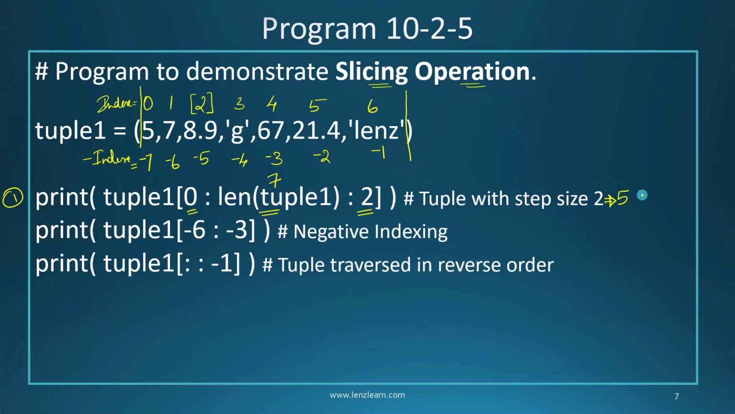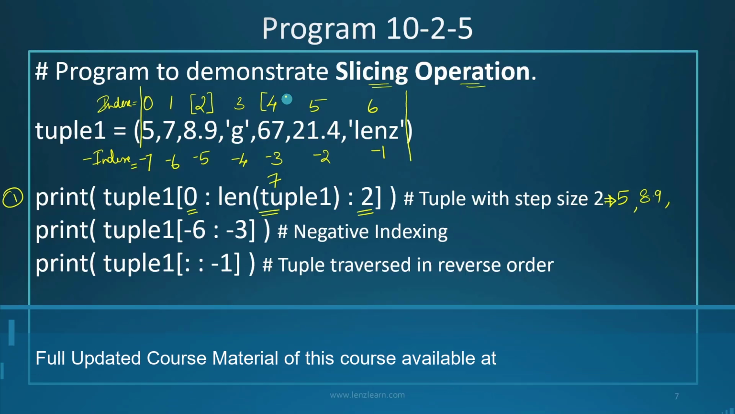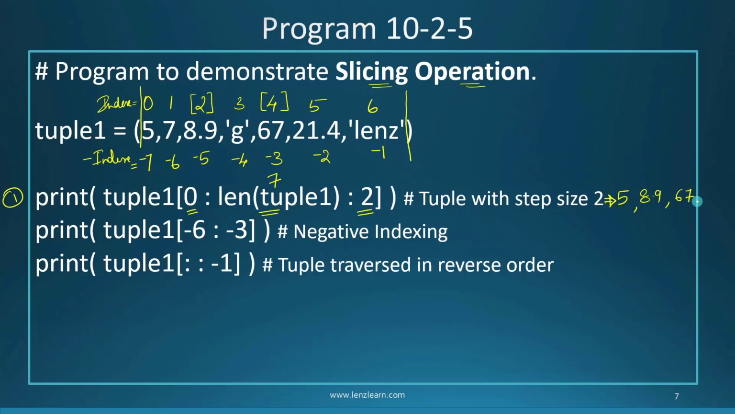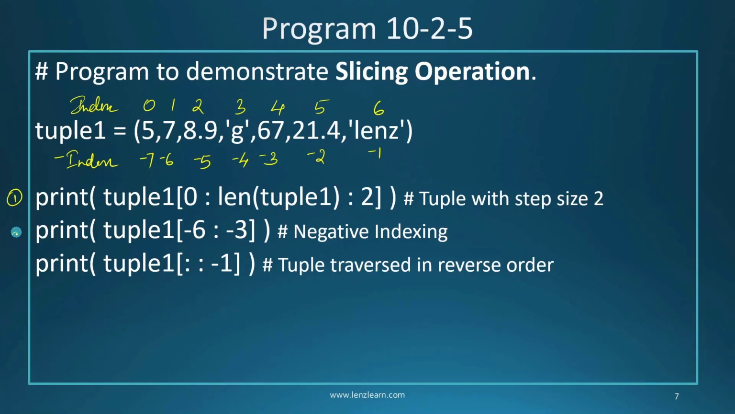Now I will come to the value which is stored at index value 2. So after 5, 8.9 will be printed. Then I will add again 2 to the existing index value 2. So I will jump to 4. And now I will print value 67. After that from 4 I will jump to 6. And I will print the value length. So that is going to be the output of the first print statement. Now we will discuss about the second print statement.